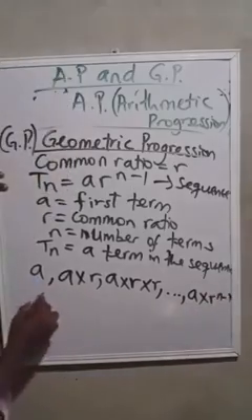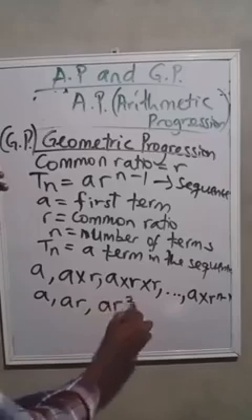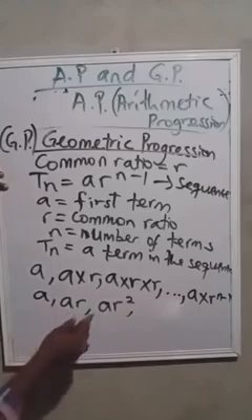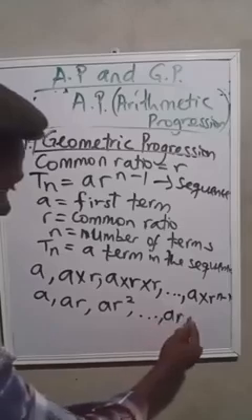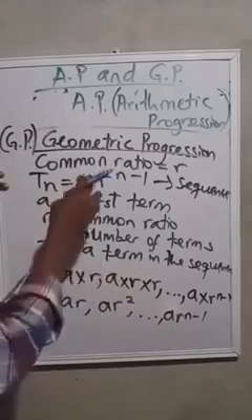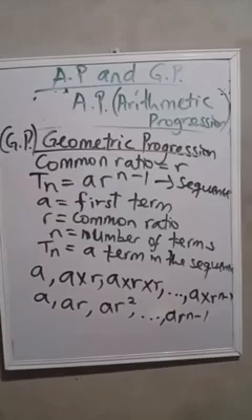Now we can see this is AR squared. So it is moving. We can see the first term, the second term, this is the third term, and then we proceed to AR^(n-1). So this is how we come about our formula for the sequence of a geometric progression. So let's check the series of a geometric progression.